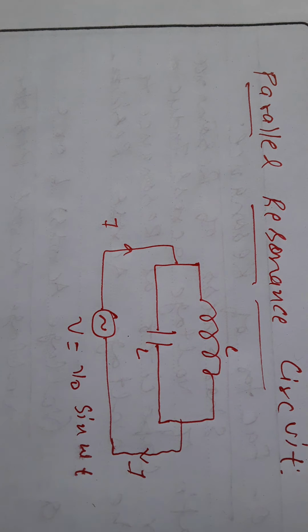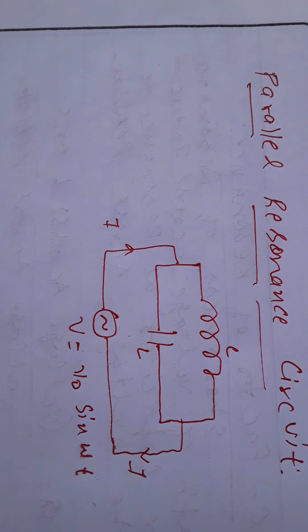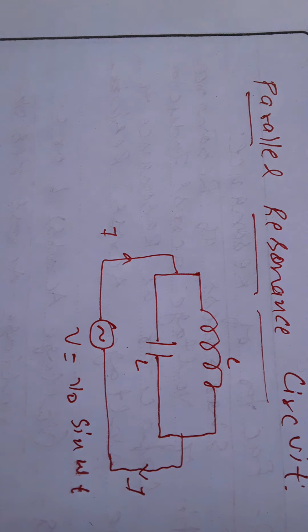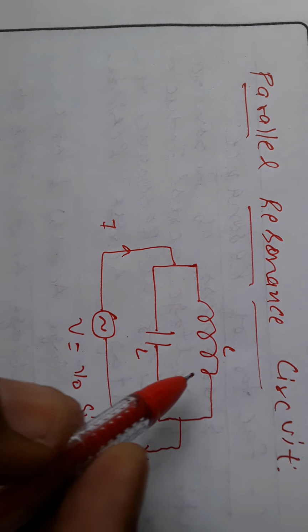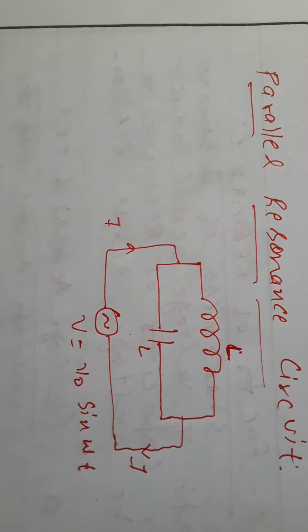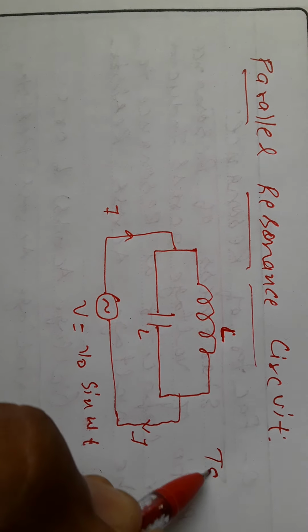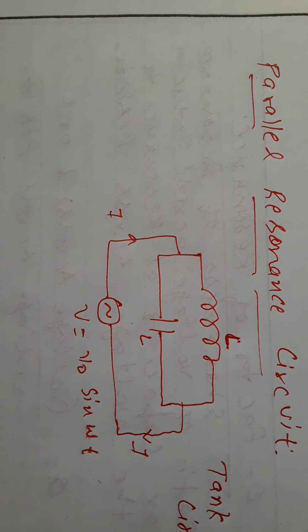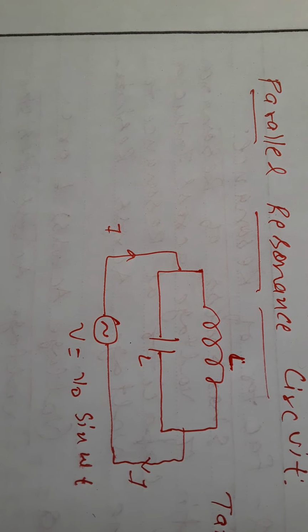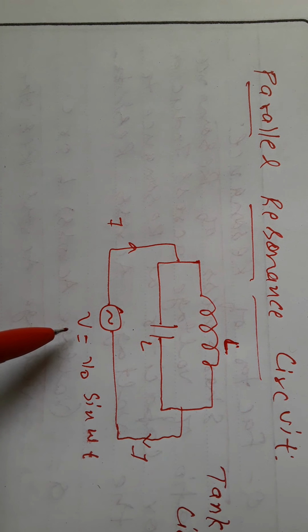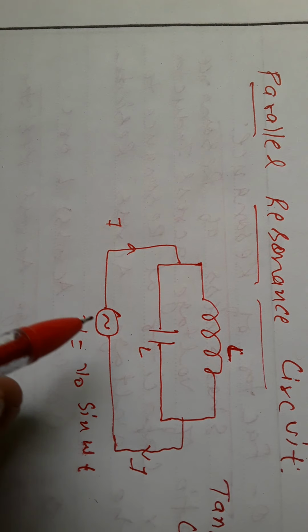Now we will study the parallel resonance circuit. In the parallel resonance circuit, inductor and capacitor are both connected in a parallel combination, and it is known as a tank circuit. Let the alternating voltage applied be V is equal to V naught sin omega t.